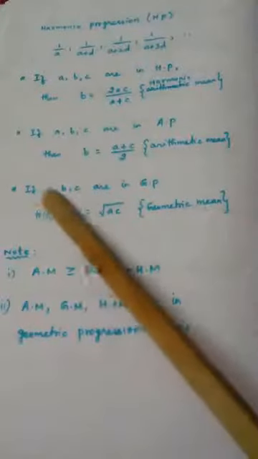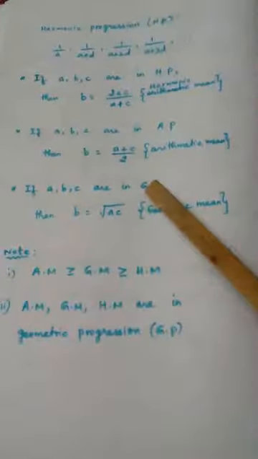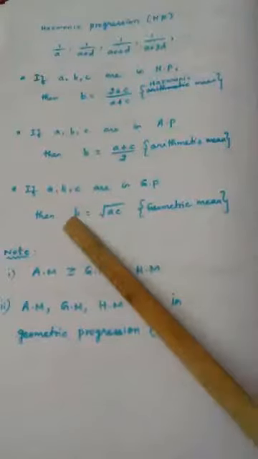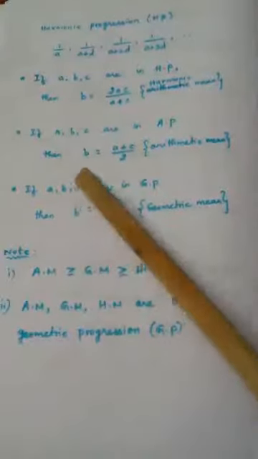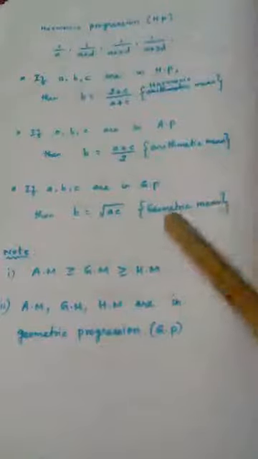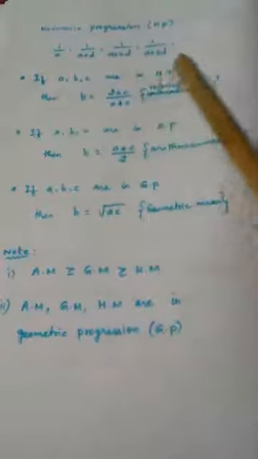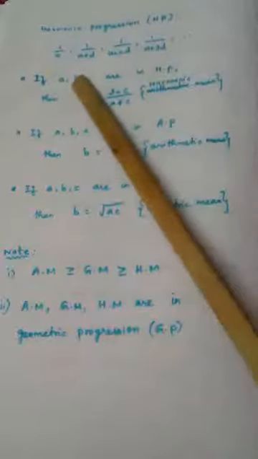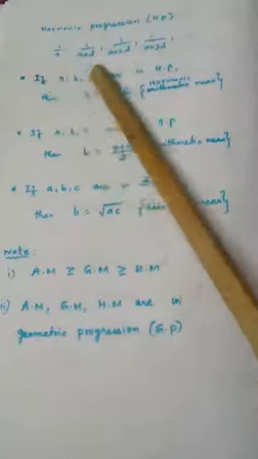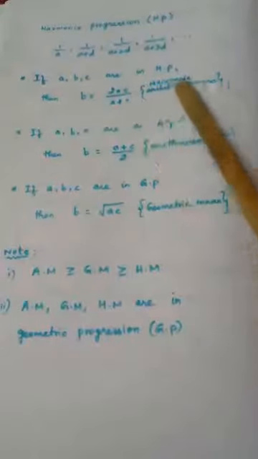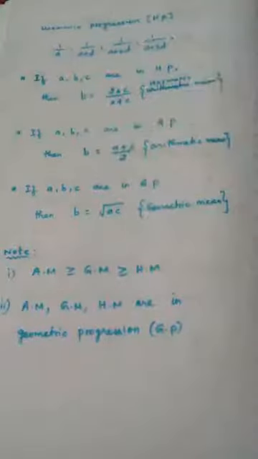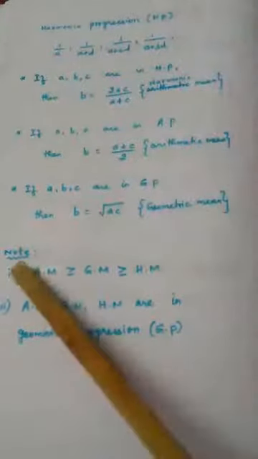Similarly, if a, b, c are in GP, then this b can be written as root of ac. This is called geometric mean. If a, b, c are in HP, harmonic progression, then this b can be written as 2ac by (a plus c). This is called harmonic mean. So this is called arithmetic mean, geometric mean, harmonic mean. So you should know the formulas.